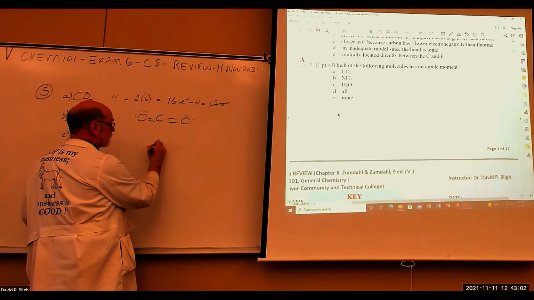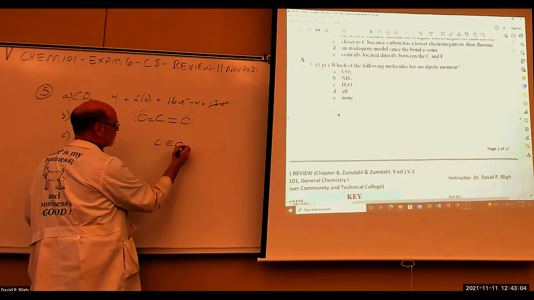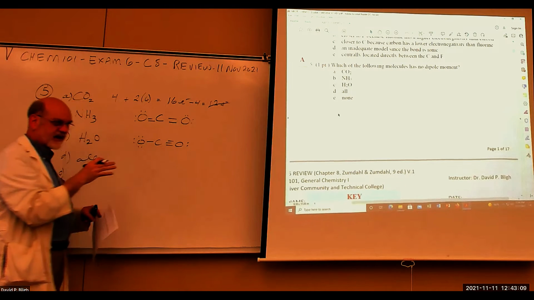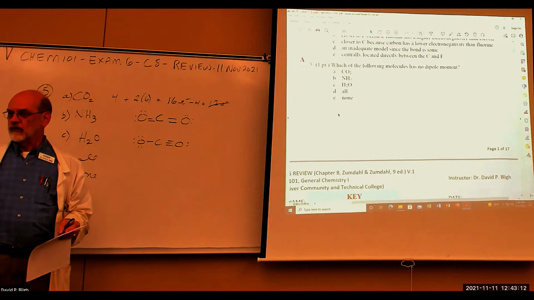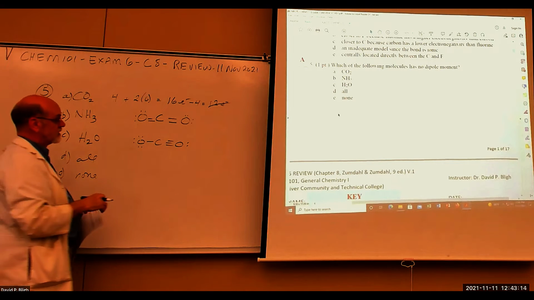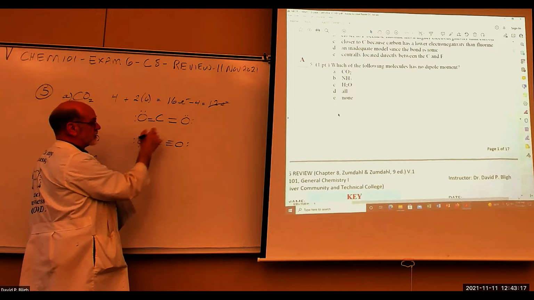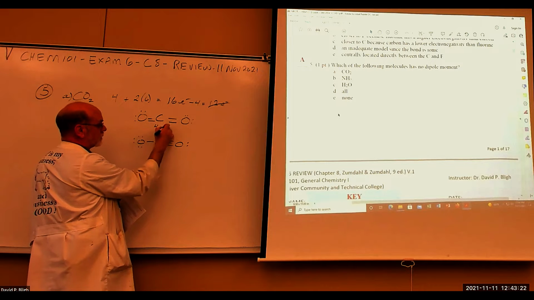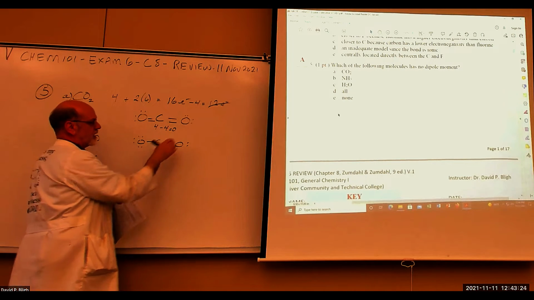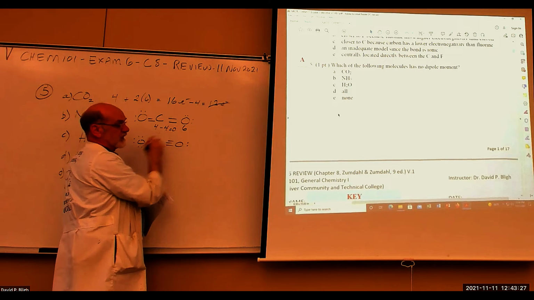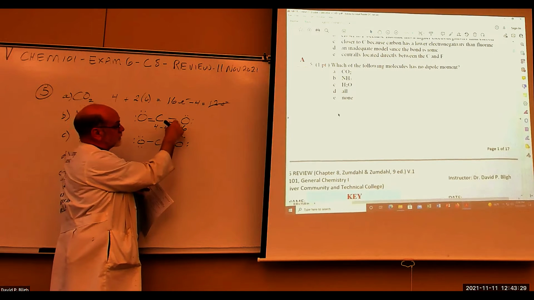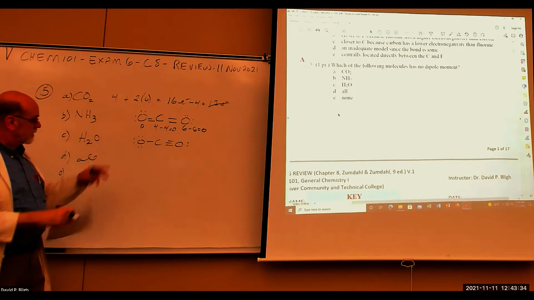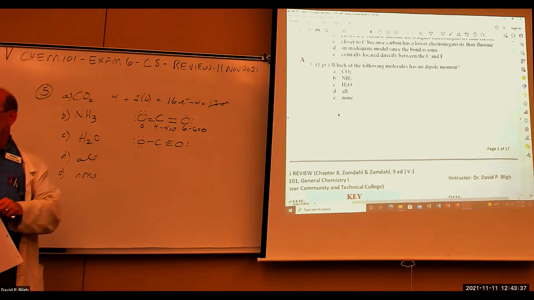If we drew this one, how do we break the tie? It's called formal charge. What's the formal charge of carbon? Well, it comes in with 4 valence electrons. Now it has 1, 2, 3, 4. That's 0. Oxygen comes in with 6 valence electrons. It has 1, 2, 3, 4, 5, 6. Both of them are 0. So they're all 0, formal charge.